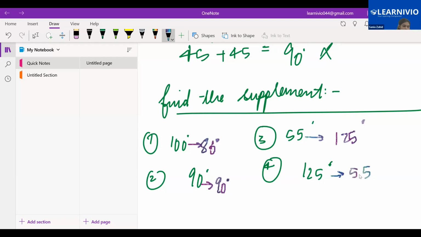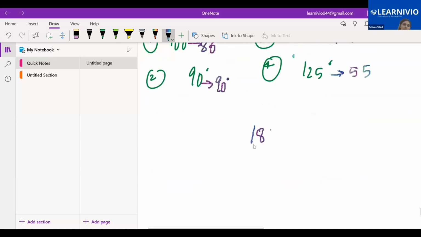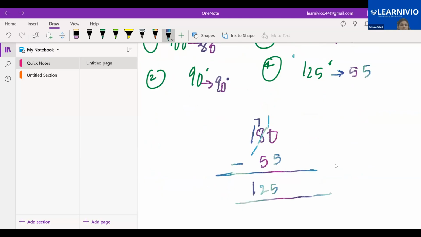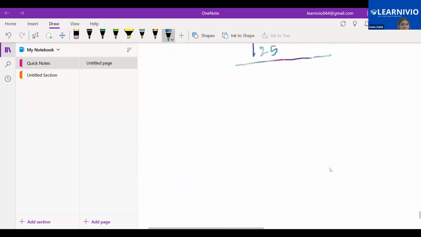Okay. So Manha, are you getting these answers? No, ma'am. Which one is different? The third one. What's the answer for third one? I got 130. How come 130, Manha? Subtract 180 minus 55. Oh, I accidentally did 180 minus 50. You'll get 125 only. Okay, no problem.